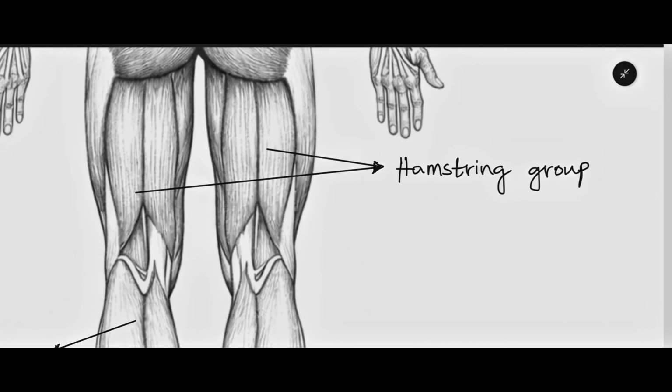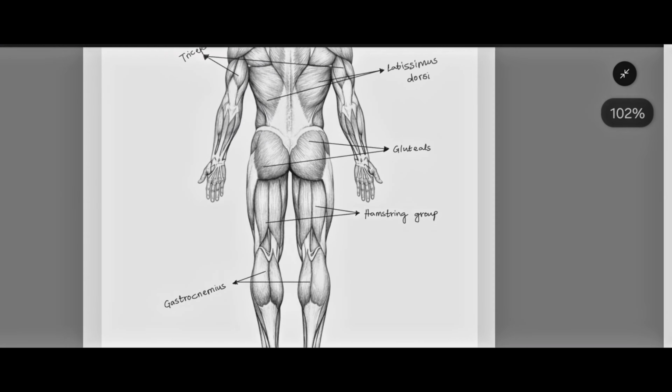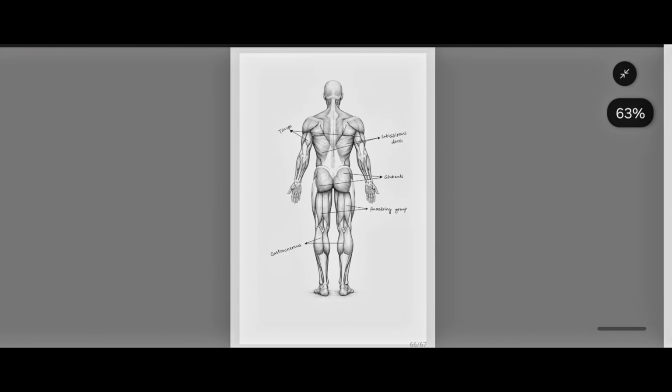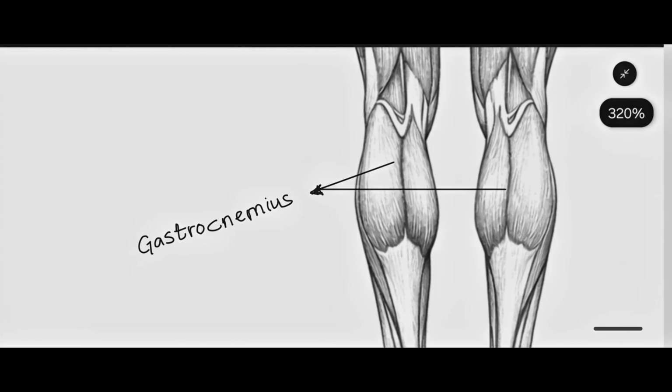The hamstrings also can help to extend the hip, so hip extension, but its main job is to bend the knee. Similarly, the quadriceps can also help with hip flexion, so bringing the knee up, but its main job is to straighten the knee.